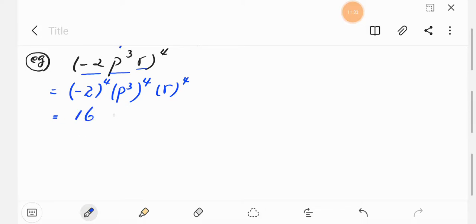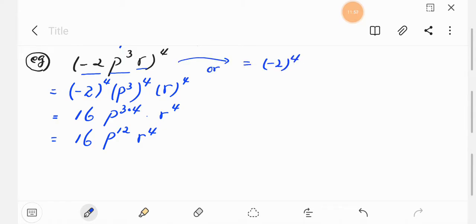So that will be -2 multiplied 4 times, so that will be 16, right? Positive 16, and p to the what? 3 times 4, and then r to the 4th power. So finally 16 p to the 12th power, r to the 4th power. Can you see it? So we can multiply the exponents directly. Or you can do it this way. So -2 is multiplied 4 times, and p has the power 3 and 4, so multiply the powers, even the r. So r is multiplied by 4, right? 1 times 4. So that is 16 p to the 12th power, r to the 4th power.